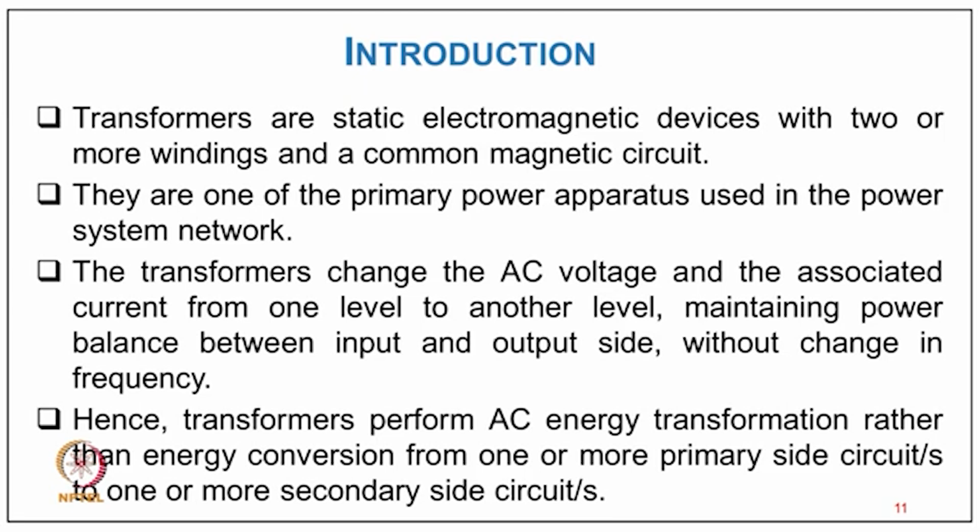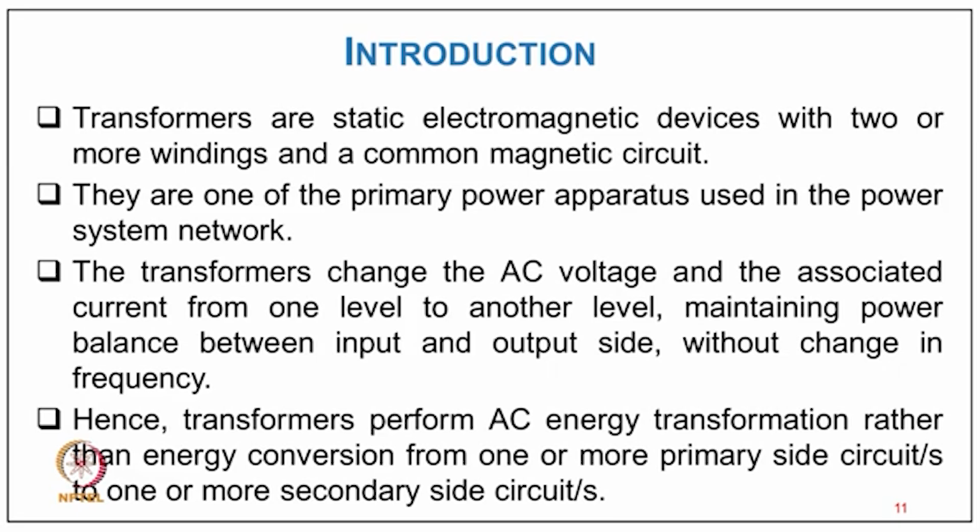So coming to this, transformers are a static electromagnetic device with two or more windings and a common magnetic circuit, and they are one of the primary power apparatus used in the power network. The transformer changes the AC voltage and the associated current from one level to another level, maintaining power balance between the input and output side without change of frequency.